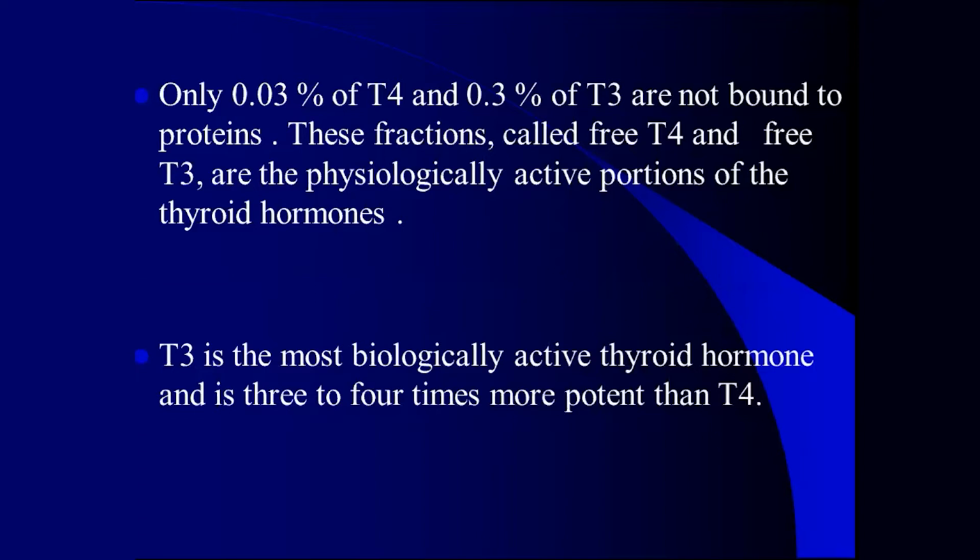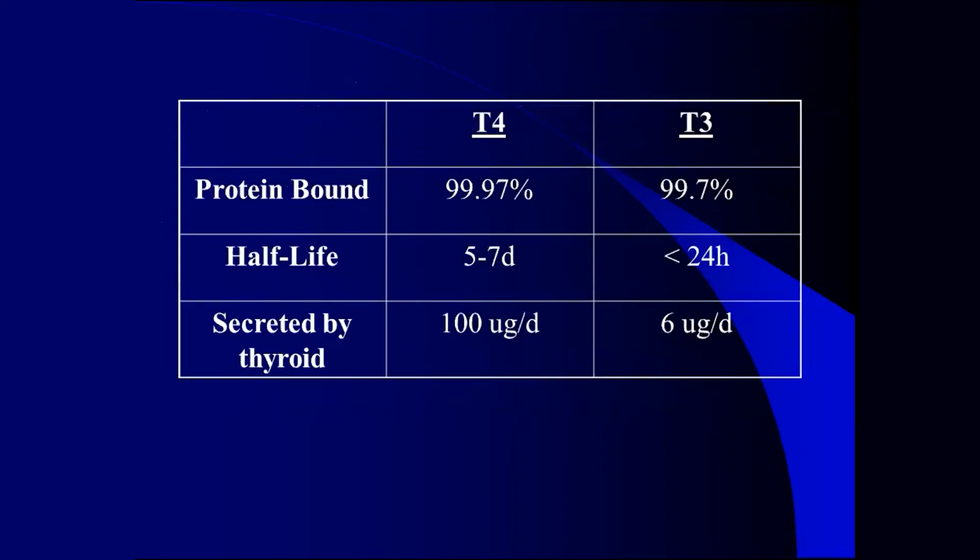This understanding of physiology is important, because it is going to help us choose the correct replacement therapy for hypothyroid patients. As you can see, the difference between T4 and T3: T4 is more protein bound compared to T3. It has got a much larger half-life. The half-life of T4 is 5 to 7 days, whereas the half-life of T3 is less than 24 hours. And as I just said, T4 is secreted in much greater quantity by the thyroid gland compared to T3. So in a normal euthyroid patient, the thyroid gland secretes about 100 microgram of T4 in a day, whereas only 6 microgram of T3 is secreted in a day.